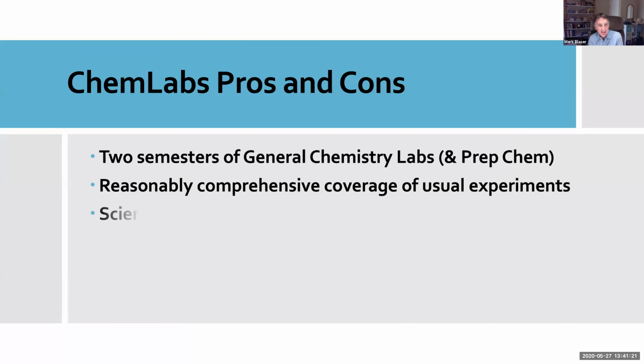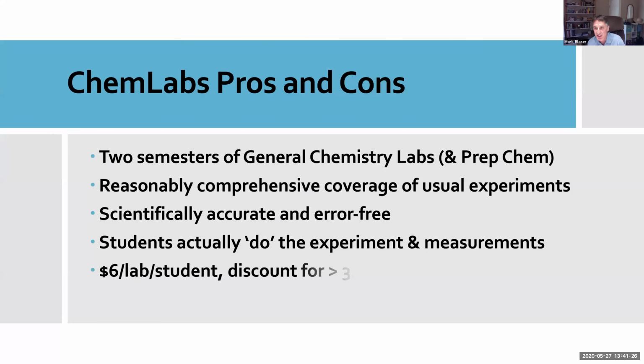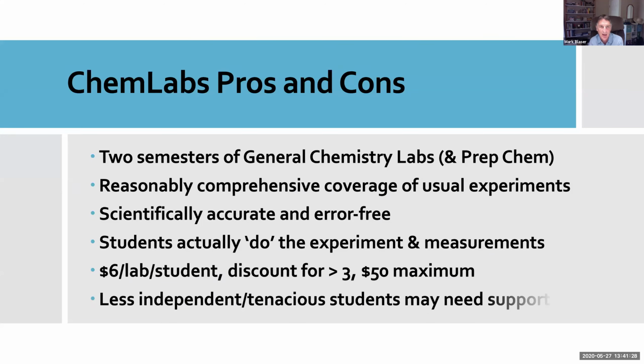Some pros and cons on this. There are 2 semesters of general chemistry labs, so it's nominally enough for a full sequence. They also have prep chem as well, and the InSpark platform also has a more liberal arts chemistry course called Critical Chemistry. Pretty good coverage of the usual experiments. I found them to be quite accurate and error-free, and the students actually are, in a virtual sense, doing the experiment. They're pipetting out volumes, they're mixing them together, they're observing when the color change occurs, etc.